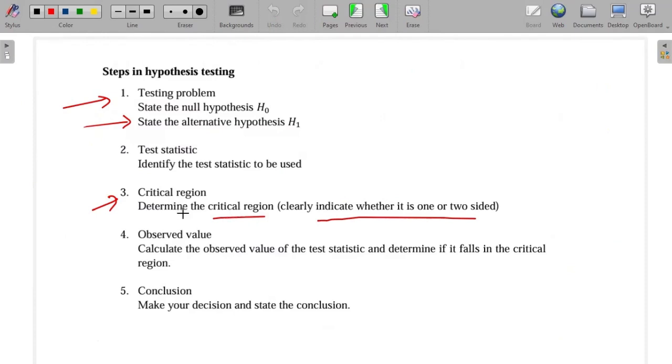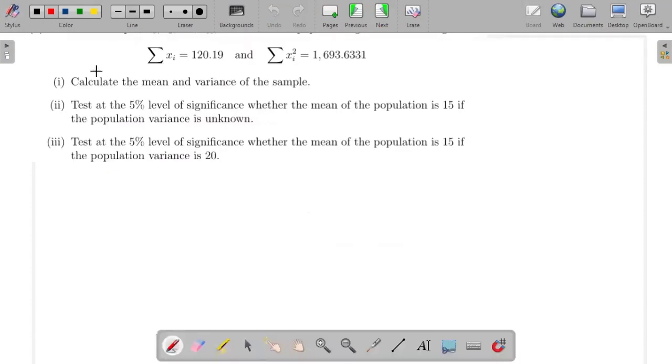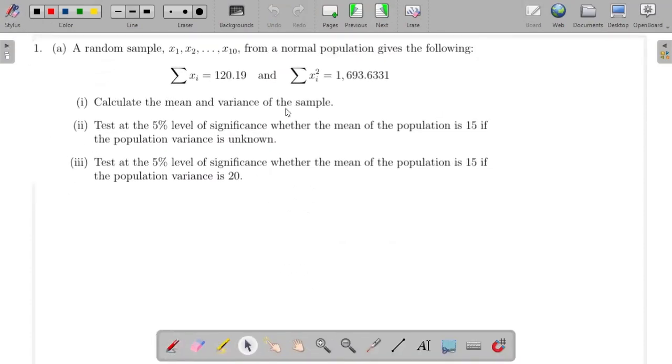And then from there, you're going to use your statistic that you had here to calculate the observed value of the test statistic. Once you have that value, you are going to determine if it falls in the critical region or in the fail to reject region. And then based on that, you make your conclusions. Either you're going to reject the null hypothesis or you are actually going to fail to reject the null hypothesis. Okay, so that's what we're going to be doing. So now let's look at this question here. This is question 1 from the tutorial sheet.